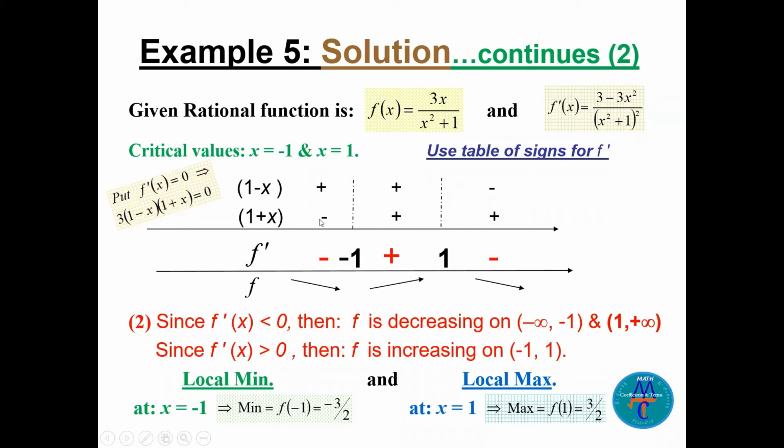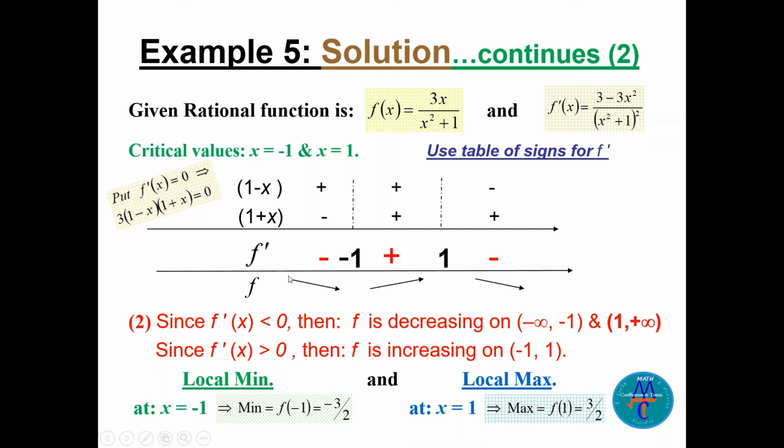Okay, so f prime now is negative. That means f is decreasing. F prime is positive. That means f is increasing. F prime is negative. That means f is decreasing. So we can see f prime is negative from minus infinity to minus 1 and 1 to infinity. You can write also union if you like. This is decreasing. F prime is positive, so f is increasing on minus 1 to 1.